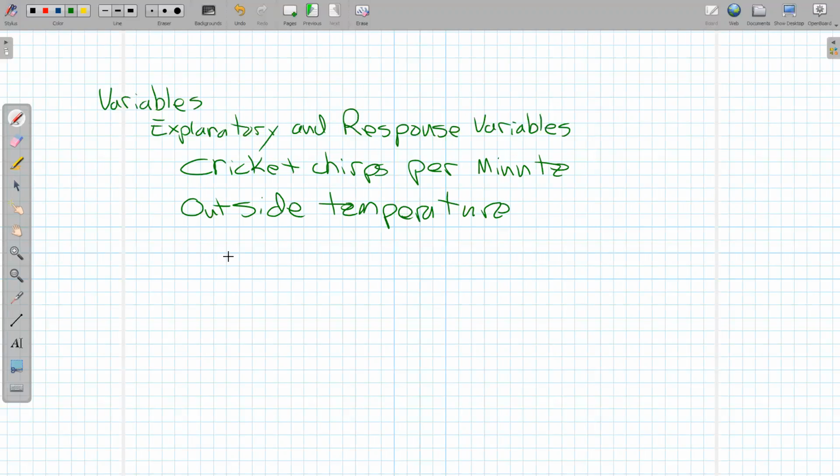And if we were to record crickets chirping and the outside temperature, we'd find that there was this nice relationship to it. And the question here is, which is the explanatory variable and which is the response? Do the crickets somehow control the temperature, or does the temperature somehow control the crickets? Now, there's not crickets everywhere, so I'm going to assume that it's probably the temperature that's controlling the crickets. So I would say outside temperature would be an explanatory variable. It explains why the crickets chirp.